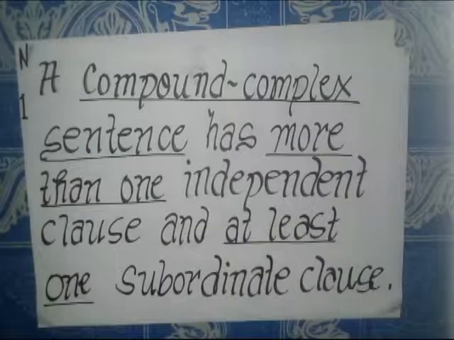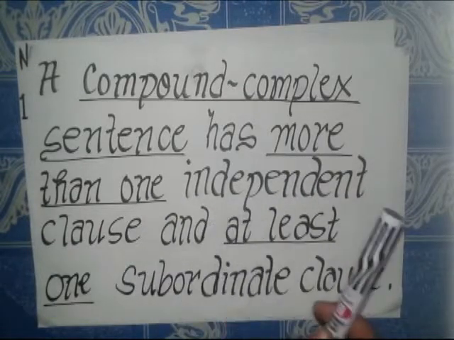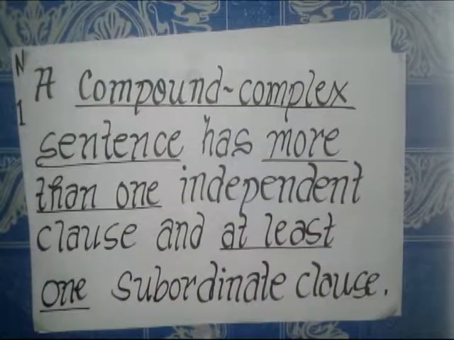First, what is a compound-complex sentence? A compound-complex sentence has more than one independent clause and at least one subordinate clause. As the name implies, it consists of a compound and a complex sentence. It is made up of more than one independent clause, can be two or three, and at least one subordinate clause. An independent clause, or main clause, has a subject and a predicate and can stand alone as a sentence, while a subordinate clause has a subject and a predicate but cannot stand alone as a sentence. Usually, it has a subordinating conjunction.